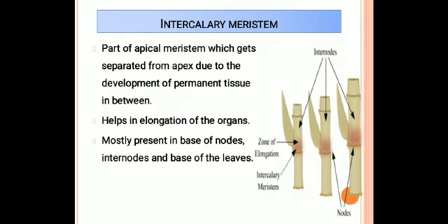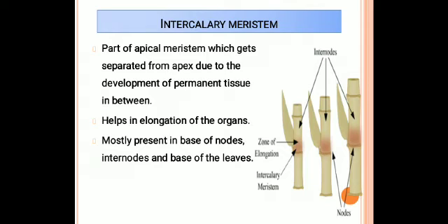If you take sugar cane or any other plant with nodes, for example sugar cane, it looks like this. The intercalary meristem helps in the elongation of the organ. It is present mostly at the base of the nodes.